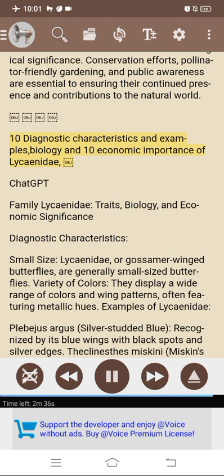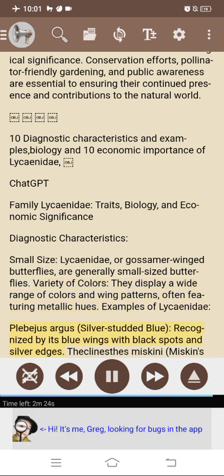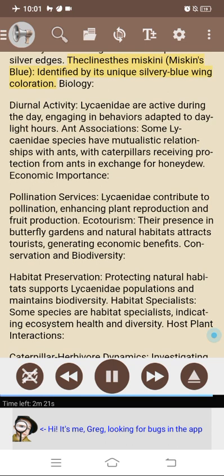10 diagnostic characteristics and examples. Biology and 10 economic importance of Lycaenidae. ChatGPT. Family Lycaenidae, traits, biology, and economic significance. Diagnostic characteristics. Small size. Lycaenidae, or gossamer-winged butterflies, are generally small butterflies. Variety of colors. They display a wide range of colors and wing patterns, often featuring metallic hues. Examples of Lycaenidae. Plebejus argus, silver-studded blue, recognized by its blue wings with black spots and silver edges. Echinargus isola, Reakirt's blue, identified by its unique silvery blue wing coloration.